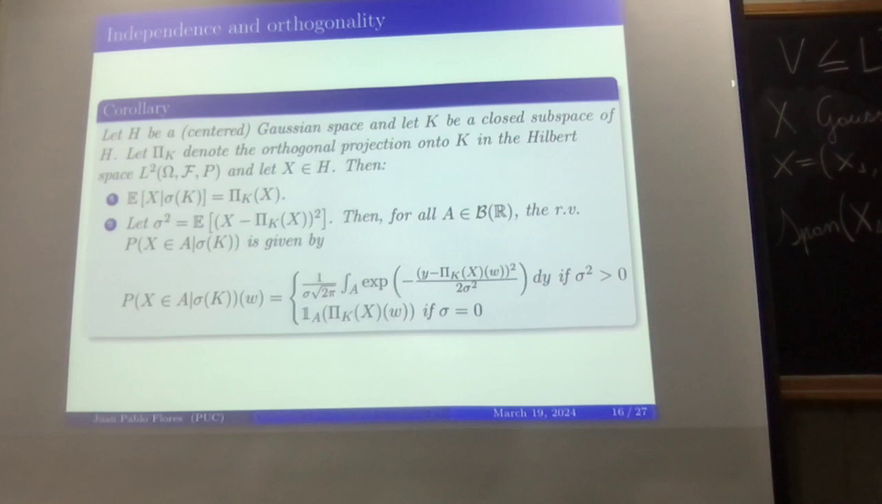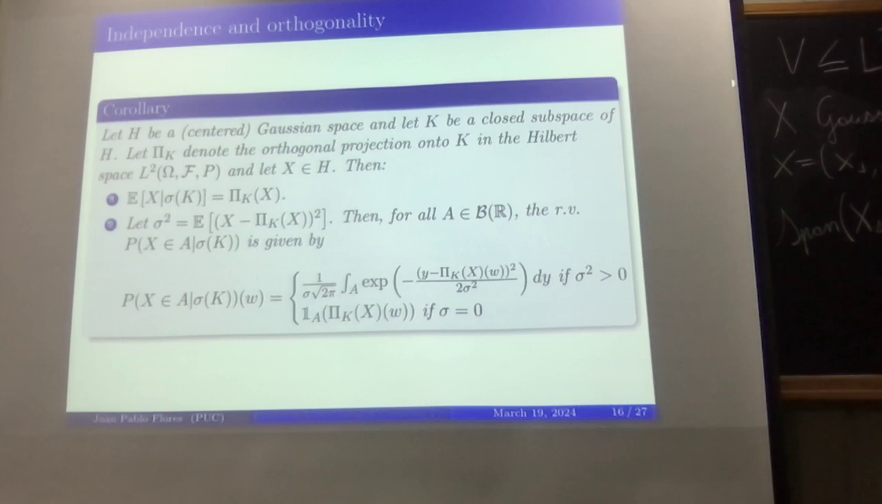It's giving you a density function as well, and that density has the Gaussian shape, except for the singular case. What happens in the second case is that the density is collapsing because the variance is zero. In the projection language, X is equal to its projection.